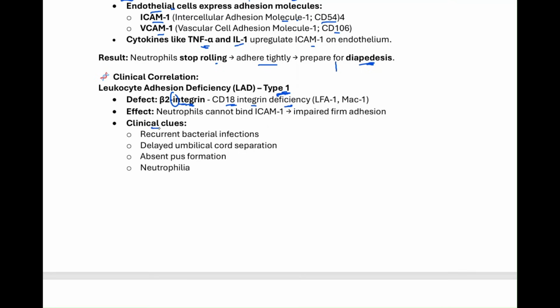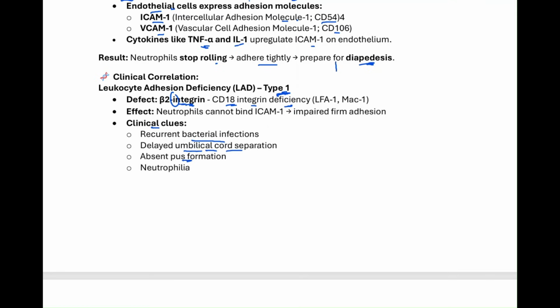So what are the clinical clues? Recurrent bacterial infection, delay in umbilical cord separation. Because when you cut the umbilical cord after delivery, right, what happens? Remember, our body's response to injury is inflammation. So inflammation is supposed to happen, and that inflammation is what's going to allow the umbilical cord to separate. But if you cut it and inflammation does not occur, then that will lead to delay in umbilical cord separation.